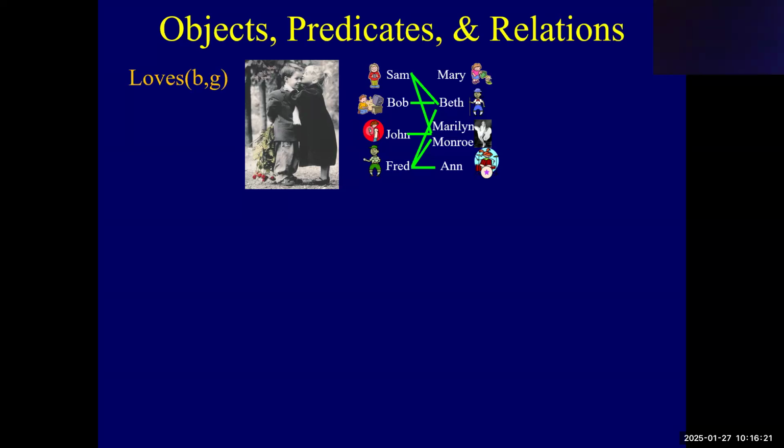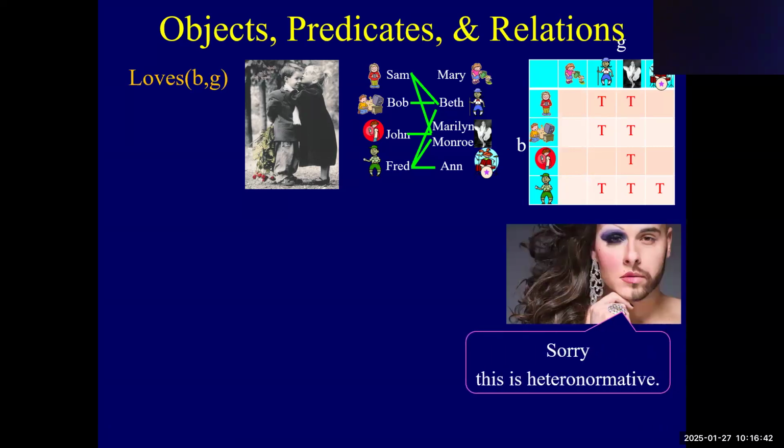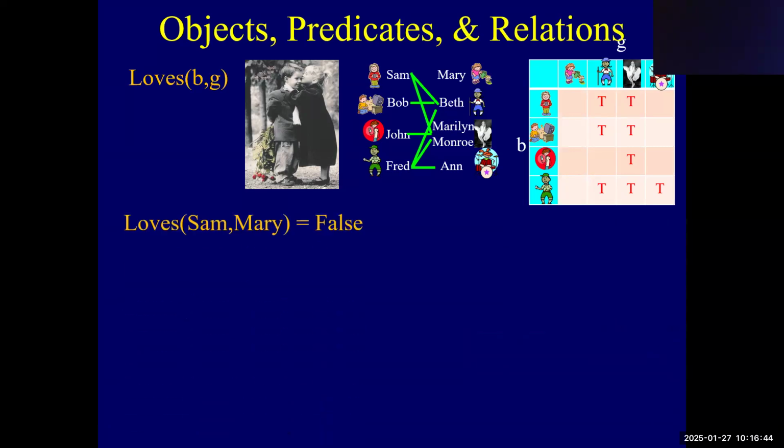So then, oh, here's another way of saying the same thing, right? It becomes a truth table. Here, red boy loves Marilyn Monroe, and red boy loves Marilyn Monroe is true, right? People see that? All right, so sorry for the heteronormativeness of it. So here, in this universe, Sam loves Mary happens to be false, right?